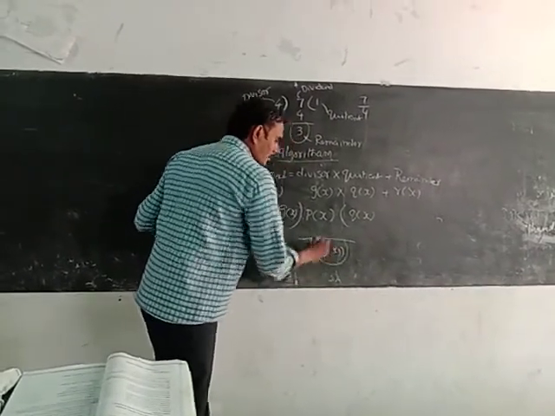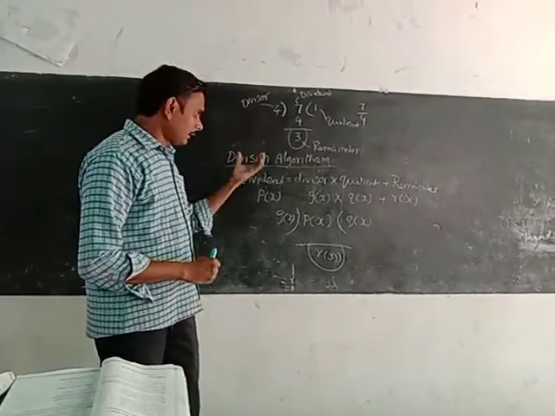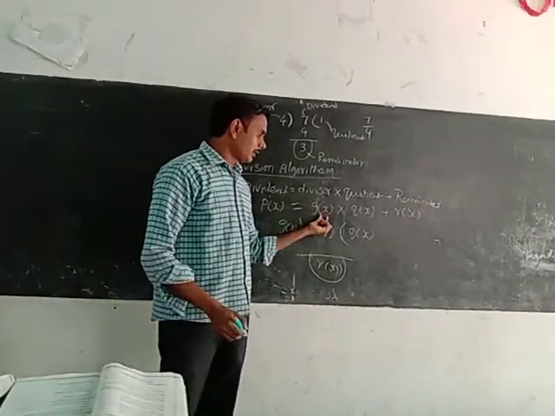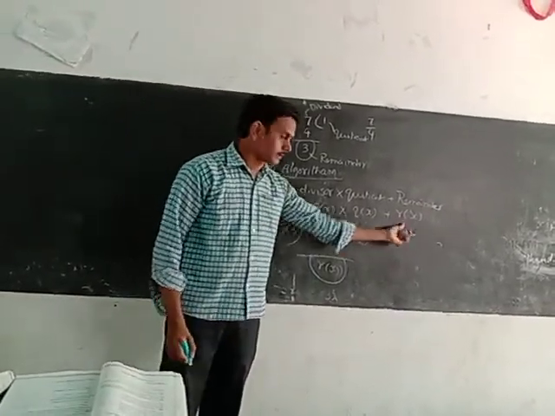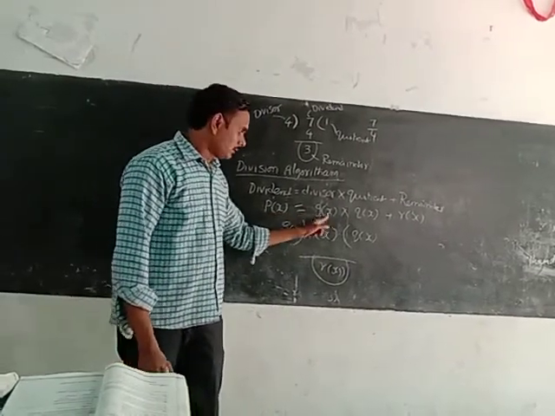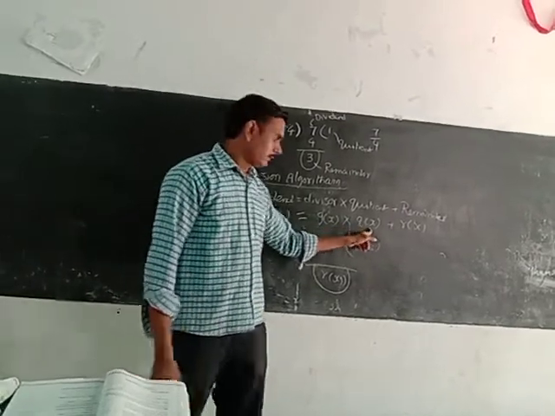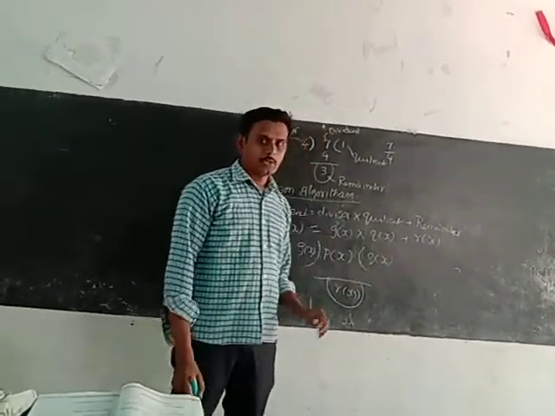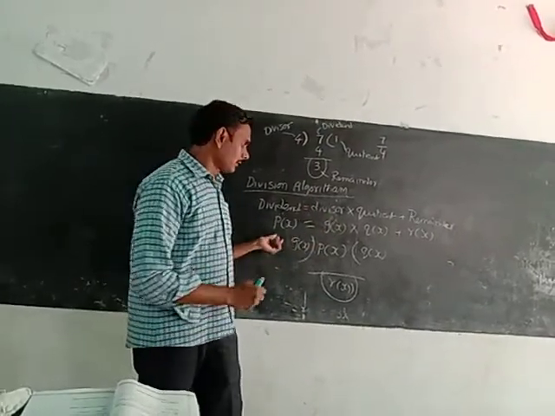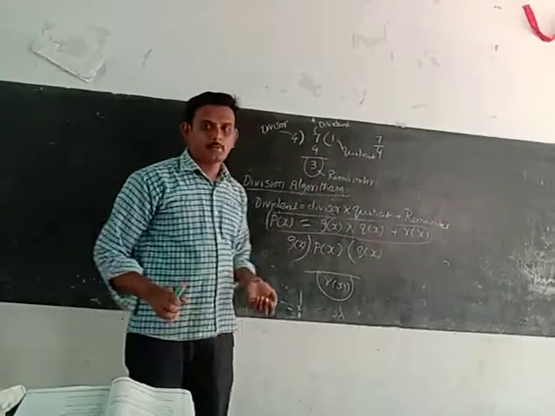Whenever you take a polynomial division, we take the division algorithm like this: p of x equals g of x into q of x plus r of x. Here p of x is the dividend, g of x is the divisor, q of x is the quotient, r of x is the remainder. This is the division algorithm for the polynomials. We will take this structure for the division algorithm.